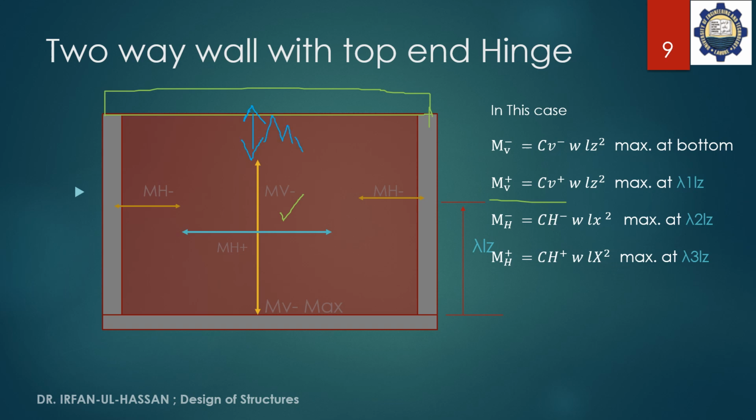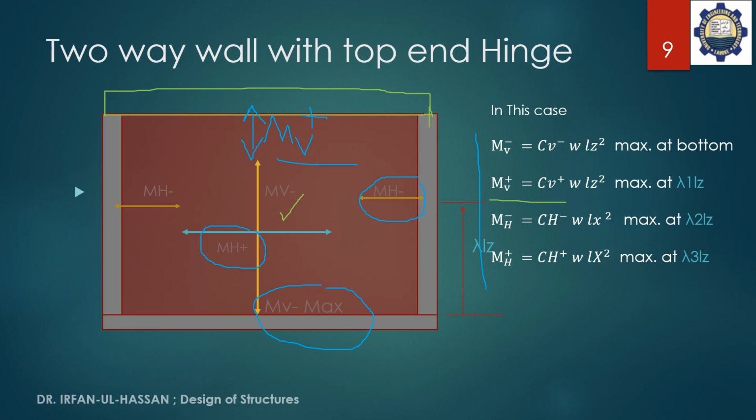So MV positive, vertical, MV negative, vertical, MH negative, and MH positive. All these moments are present. We have to see these four coefficients: CV negative, CV positive, and CH negative, CH positive for MV negative, MV positive, MH negative, and MH positive respectively.